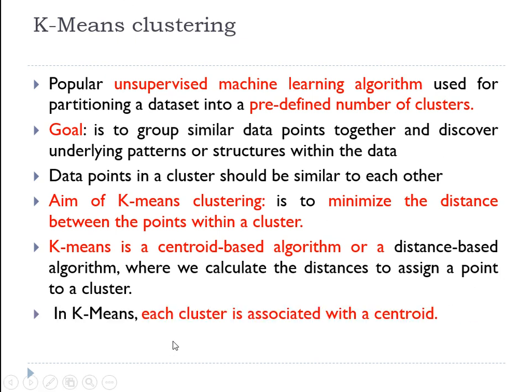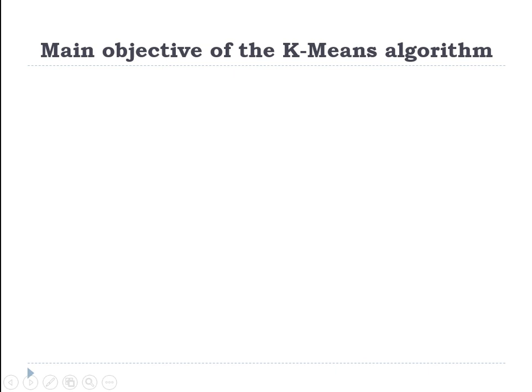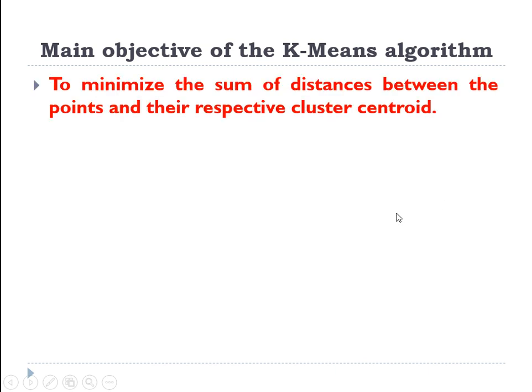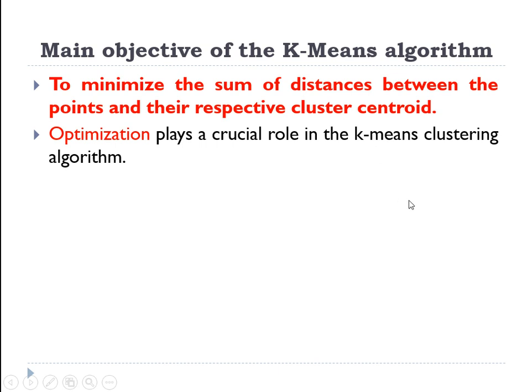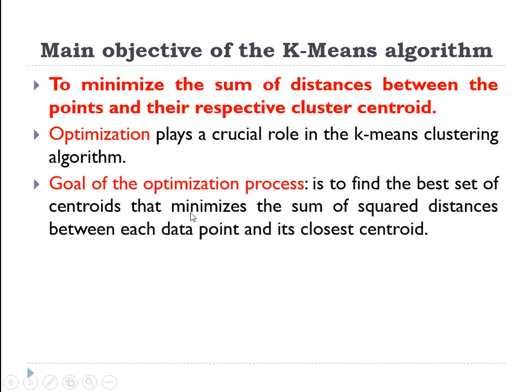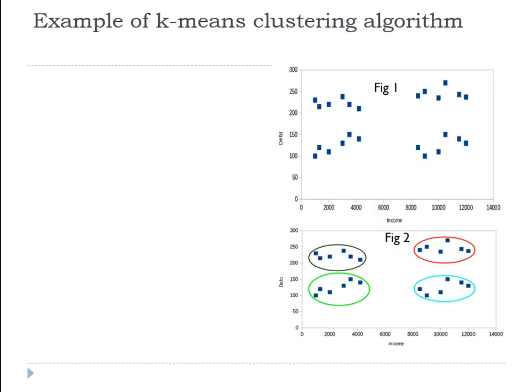So in k-means, each cluster of course will have a centroid which defines the center point of the cluster. Now the main objective of the k-means algorithm is to minimize the sum of the distances between the points and their respective cluster centroid. So optimization is very important here. The goal of optimization is to find the best set of centroids that will minimize the sum of the squared distance between each data point and its closest centroid.